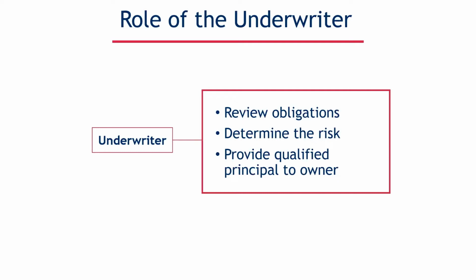So they typically will want to look at copies of a bonded contract. They want to look at copies of bond forms. And again, they're trying to review the obligations, determine the risk, and then provide a qualified principal to the owner that says, hey, you know what? ABC Construction is a fantastic concrete contractor, and they can do this contract. I'm confident. And here's the bond to perform and to pay all the obligations.